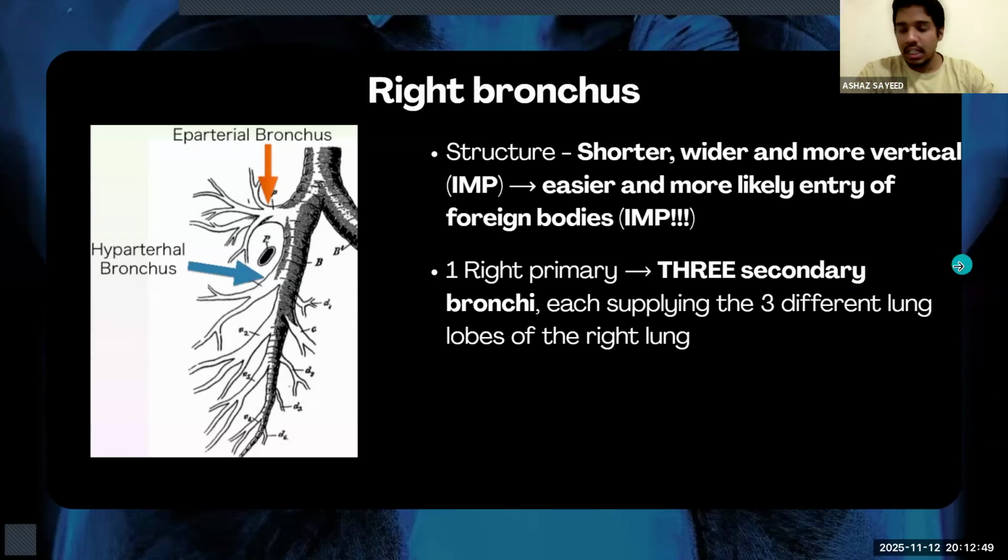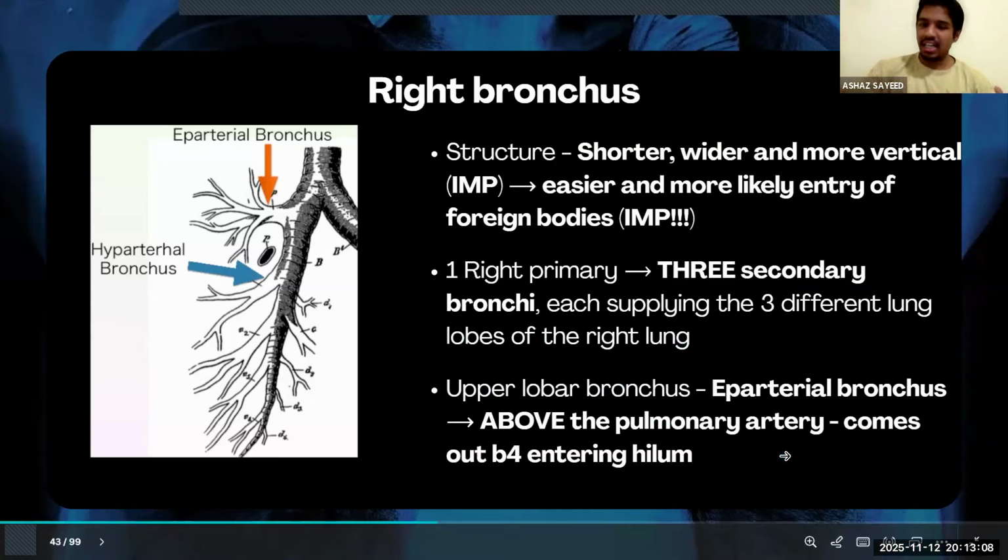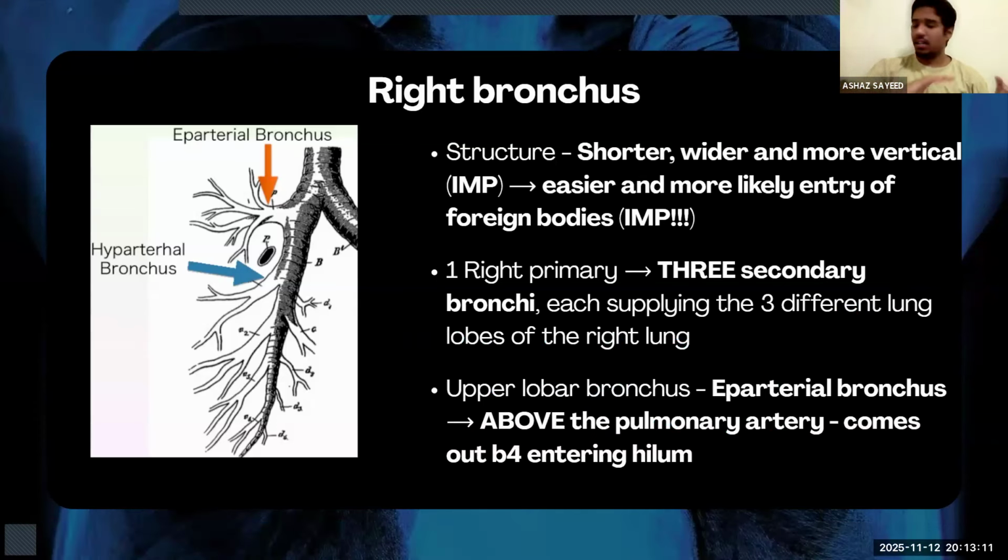Another thing you have to know is the upper lobar bronchus. You have your upper lobe, your middle lobe, and your lower lobe. The secondary bronchus which goes towards the upper lobe is going to be above the pulmonary artery. Every other secondary bronchus, on the left side and the right side, no matter what, is going to be below the pulmonary artery. Only the upper lobar bronchus on the right side is going to be above the pulmonary artery.